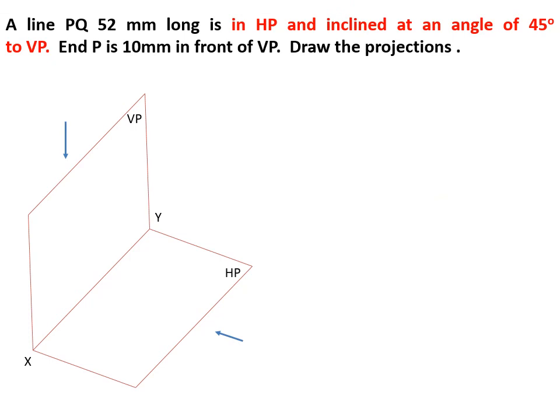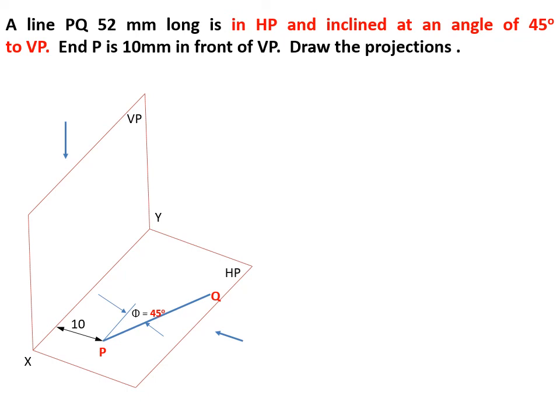The next one is lying in HP but inclined at an angle of 45 degrees to VP. Point P is 10 mm in front of VP. So this inclination is 45 degrees to VP. Now you have to proceed with the top view, because only in the top view can you see clearly the inclination of the line PQ.